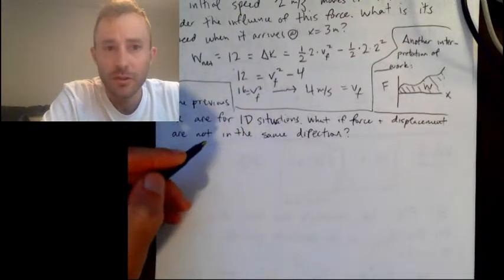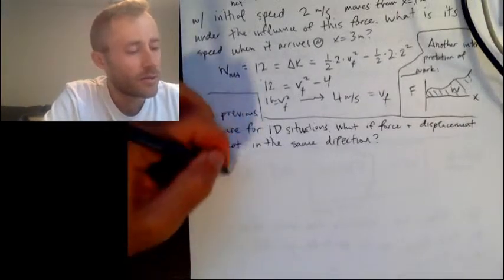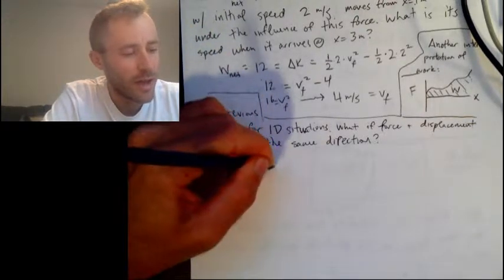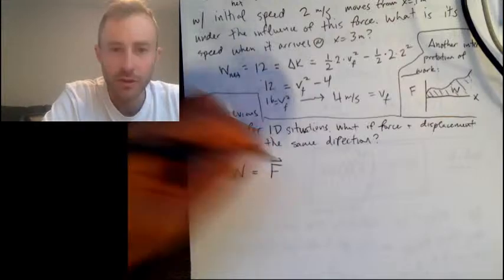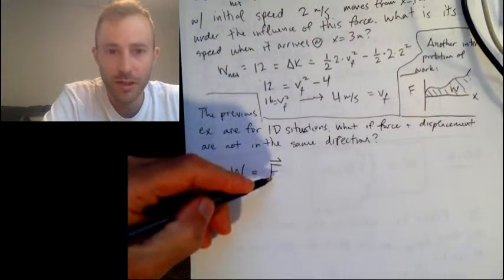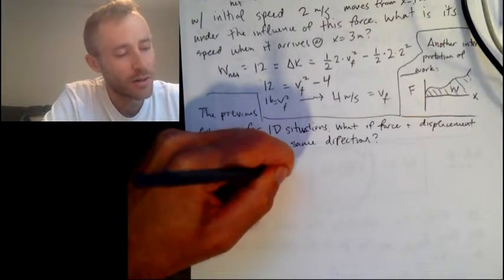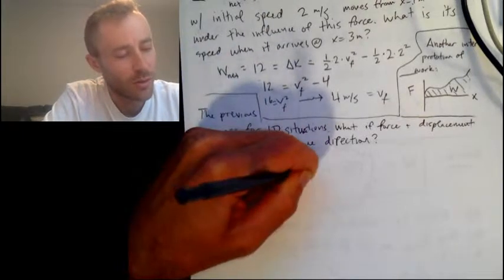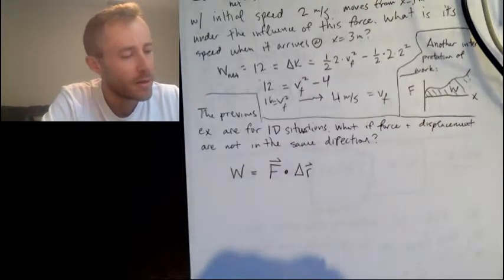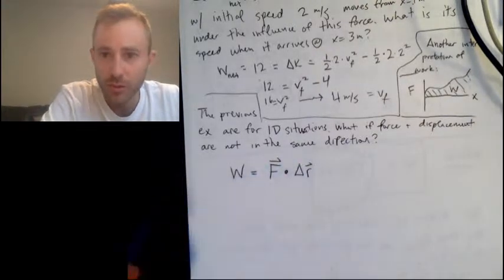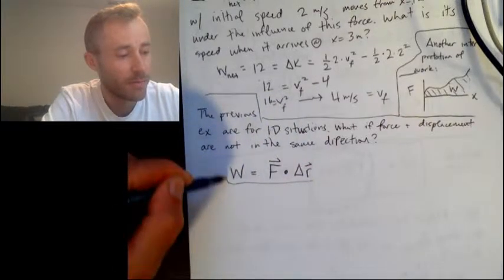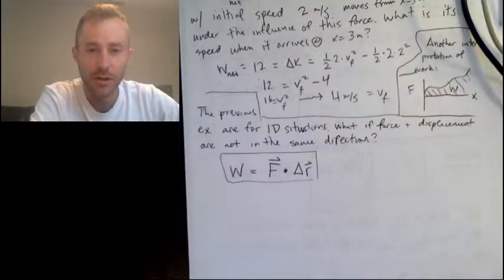So in that case, I'm going to give you a third formula for work, and it is F dot delta R. The force is not necessarily in one direction, so I'm representing it as a vector, where delta R is the displacement vector. This is one of the places where the dot product comes into play.